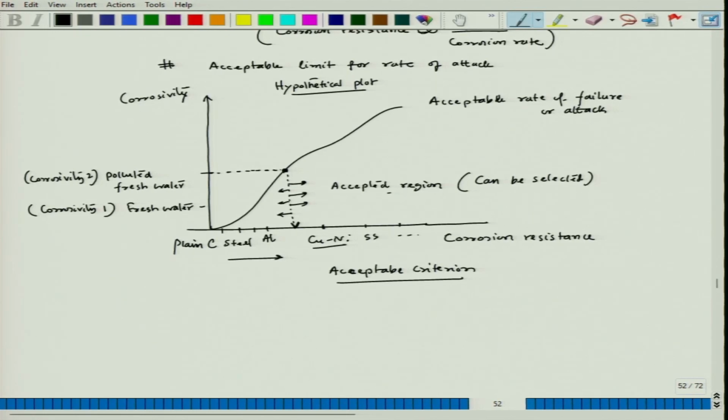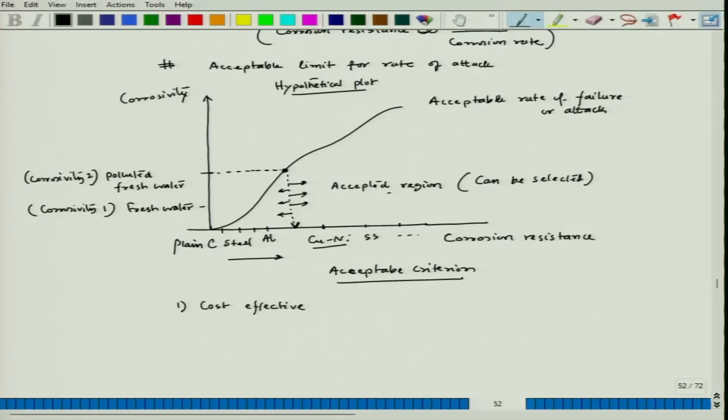What are those few other things? We have to see whether it is cost effective. So, for example, instead of copper nickel, if I go and choose titanium, that would also hold good for this particular corrosive medium, but the cost escalation would be very, very high. So, we should choose something which has a lower cost for the application. So, this is cost effective.